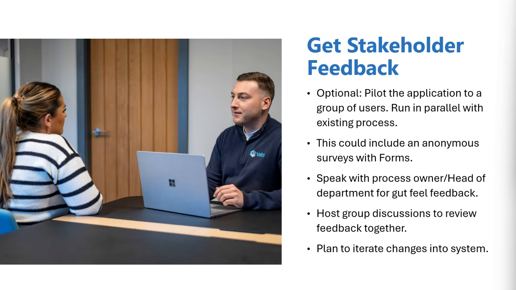And then finally, plan to iterate changes into the system. So it's all well and good taking this feedback, but make sure you take it back to your app and build it out and change that. Now, when we are building apps for our customers, we always make sure that apps go through what we call UAT, which is user acceptance testing, where they go away, play with it, make sure they're happy with it, make sure it fits all the requirements and all the things that we agreed during the workshop to make sure that they're happy with the application. And then we'll make any changes to the system to make sure that it's fit for purpose.